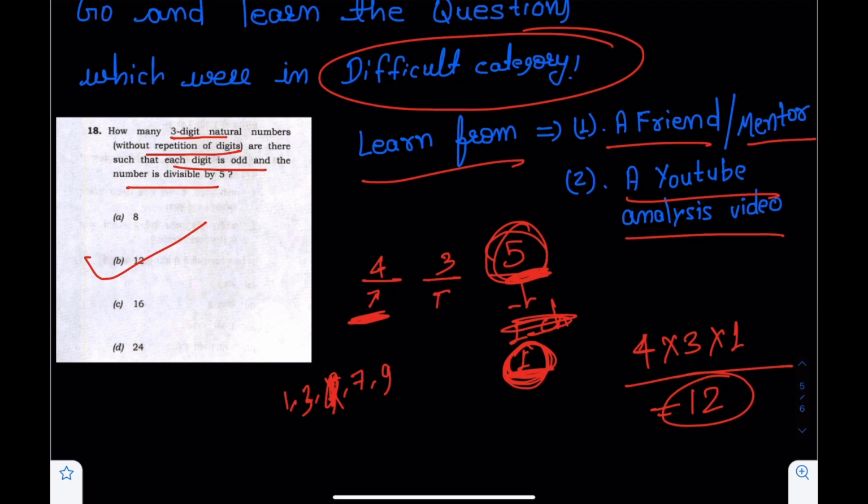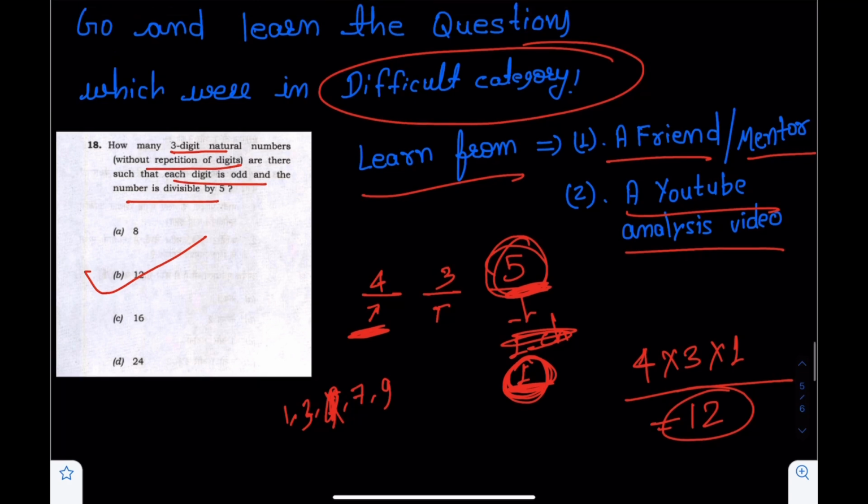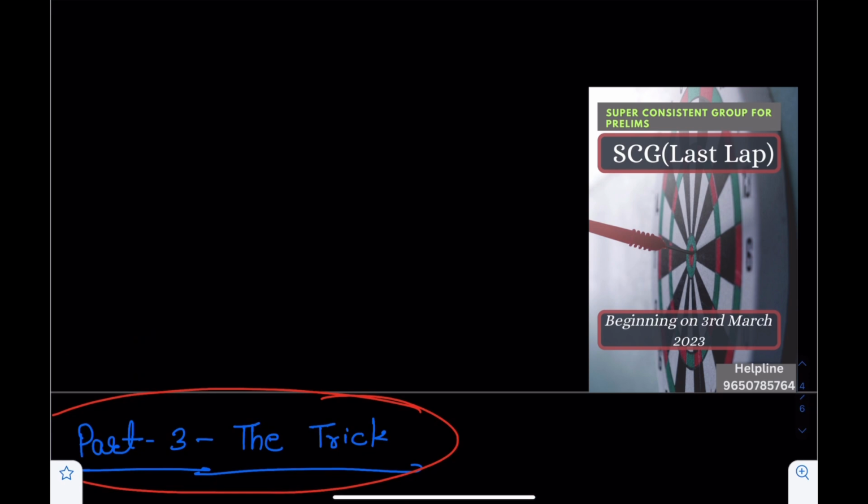So this way you can do this question, and this way I'm going to help you make a list of difficult, easy and unsolvable or impossible questions. And the difficult questions that you'll be having, I'm going to explain to you one-on-one or through a video in the SCG Last Lab program that is going to start on 3rd of March.